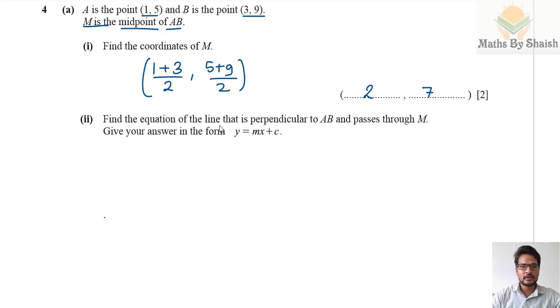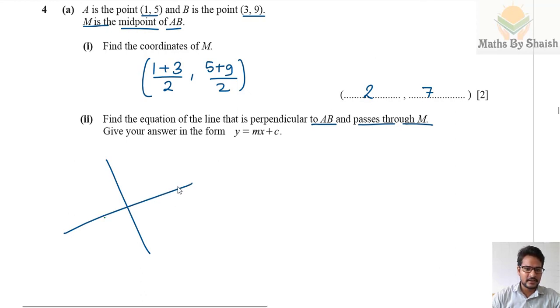Then find the equation of the line that is perpendicular to AB and passes through M. Give your answer in the form y equals mx plus c. Before that I would draw this diagram so that we can understand it properly. If this is a line passing through A and B, and this is the midpoint M, and the gradient of line AB is m, suppose, then the gradient of the perpendicular to it is going to be minus 1 over m, and that's the property we are going to use to find the equation of the line.